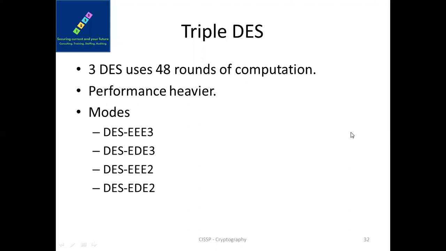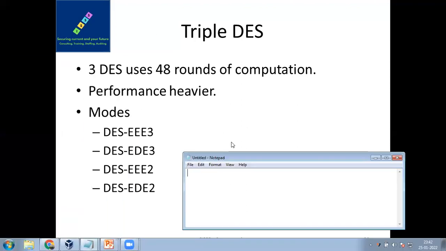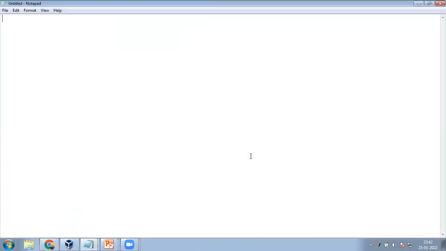Now, when this was happening, people started using DES twice. This was actually called Double DES. If you look at the cryptographic key length of Double DES, it became 2 to the power of 57.